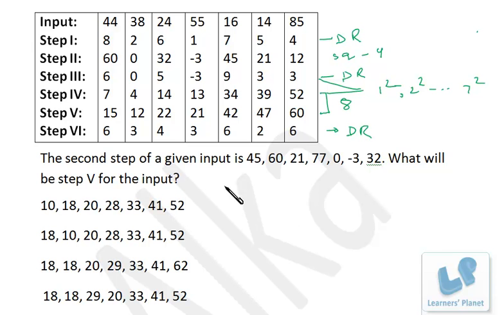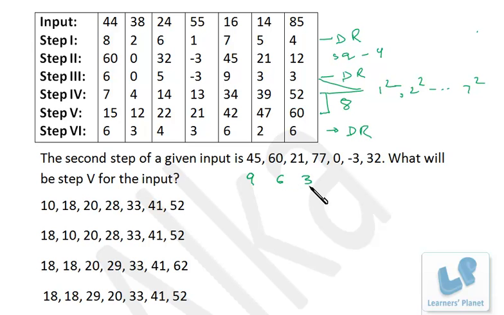Now in this problem, this second step is given. We have to find out the fifth step. So after the second step, what we have to do? Second step means square minus 4 step. After that we have to find out the digital root. So again here I'll be taking the first 3 numbers only to save time. So 9, 6 and 3.